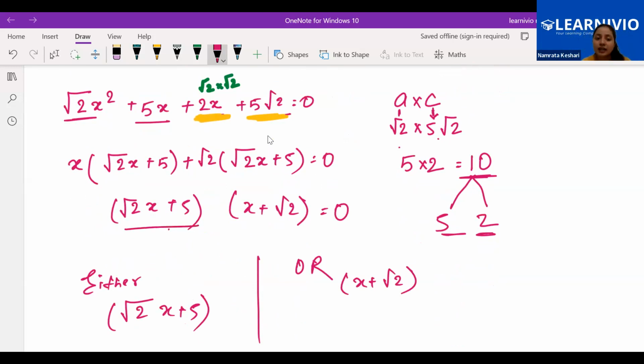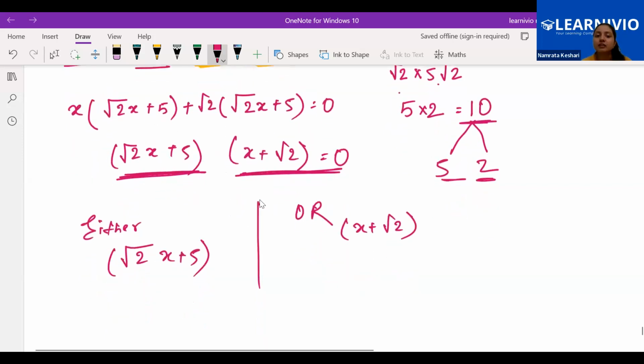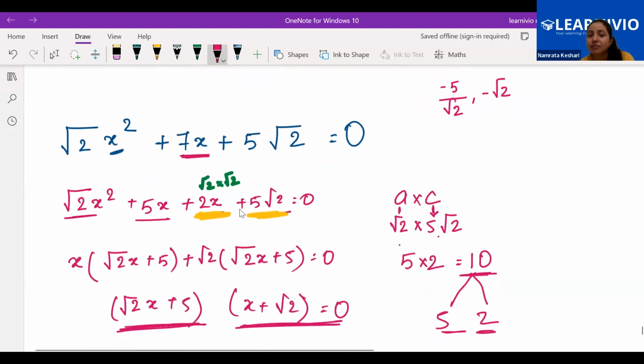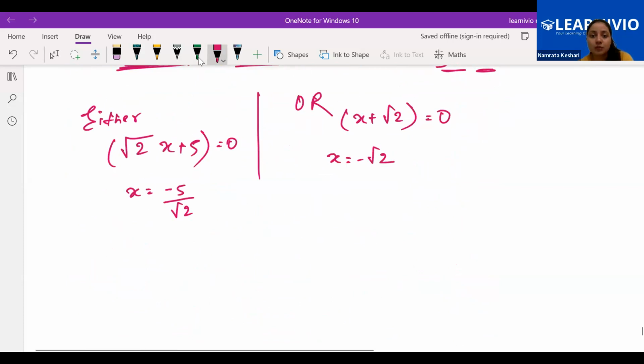That's why we say that either this one is 0 or this one is 0, and from there we get the x value. Okay, x is minus 5 by root 2 and x is minus root 2. These two are the solutions of the given quadratic equation. Fine. You all are doing it correctly. If anyone has any confusion, please let me know.